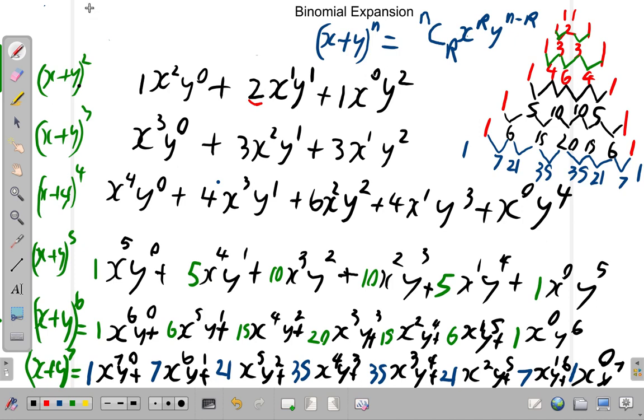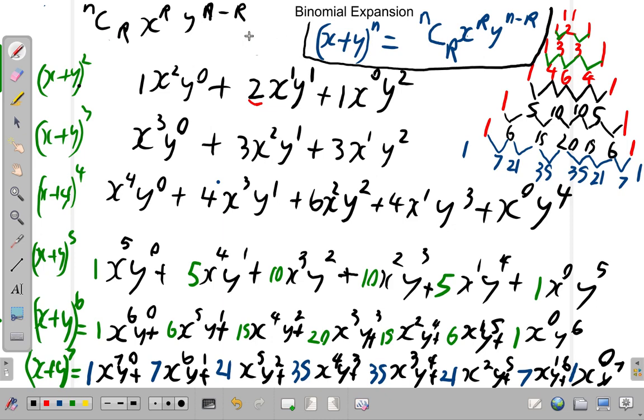What this would say is NCR x to the r, y to the n minus r. Looking at this. Minus the n minus r, I should say. N minus r. Looking at the formula here. Let me just box up the formula. Good. Now, this is saying x to the 1, y to the 1.